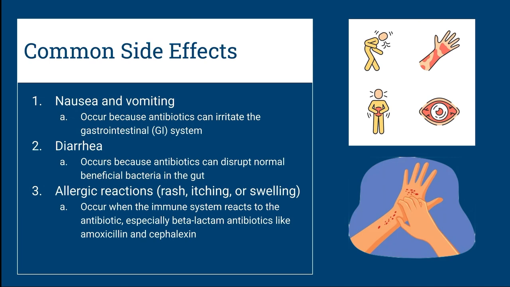Now, the three most common adverse effects of antibiotics, such as amoxicillin and cephalexin, include nausea, diarrhea, and allergic reactions. Nausea can occur because antibiotics may irritate the gastrointestinal tract. Diarrhea occurs because antibiotics can disrupt the normal bacteria in the gut while targeting harmful bacteria. And allergic reactions such as rash, itching, or swelling occur when the immune system responds to the medication. Because amoxicillin and cephalexin are beta-lactam antibiotics, patients with a history of penicillin or cephalosporin allergies may be at higher risk for these reactions.